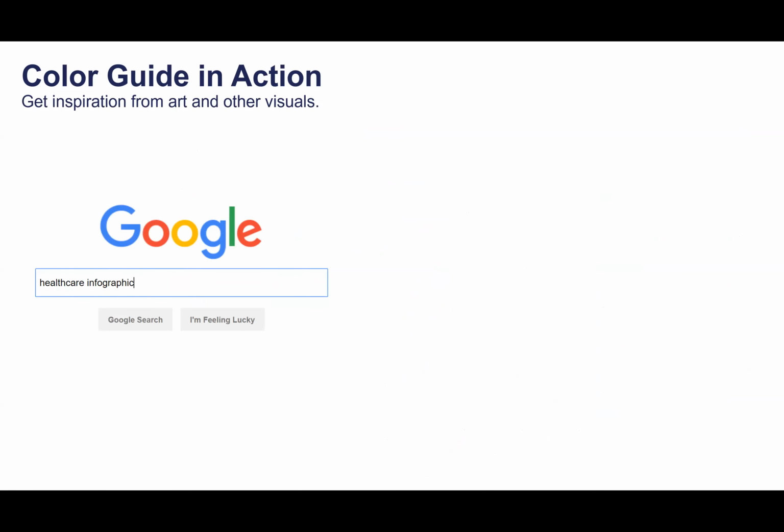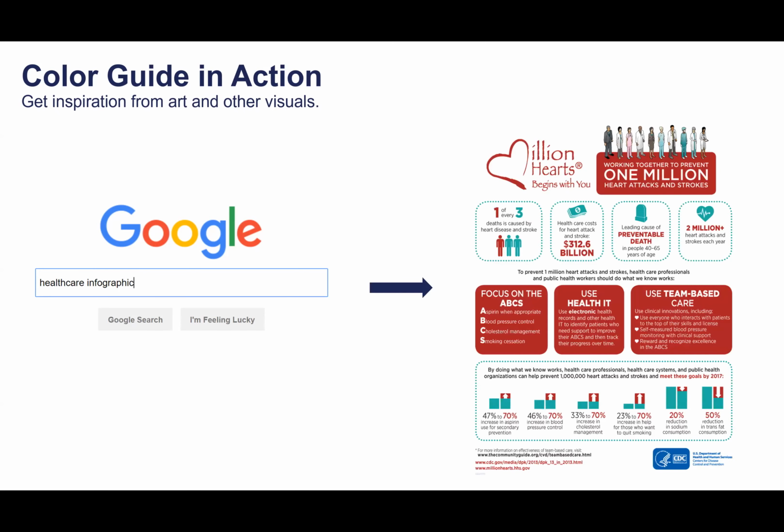So in this example, I wanted to create a visualization within the healthcare sector. So I went to Google, I typed in healthcare infographic. And this was the visualization that returned. And I really like this visualization because I like the color and the layout of it. I like the red and the green that you see here. I like the way that they outline their numbers at the top with those boxes. So there were some things that I liked about this.